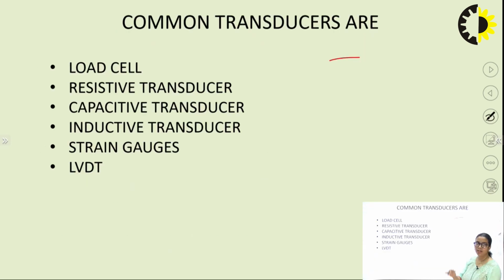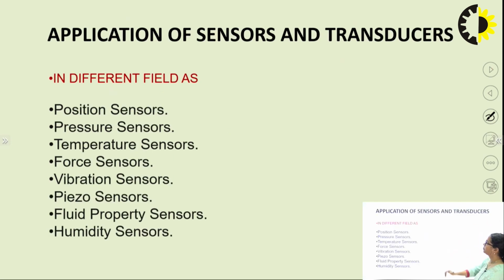Common transducers are load cell, resistive transducer, capacitive transducer, inductive transducer, strain gauges and LVDT. Applications of sensors and transducers in different fields include position sensors, pressure sensors, temperature sensors, force sensors, vibration sensors, piezo sensors, fluid property sensors, humidity sensors.